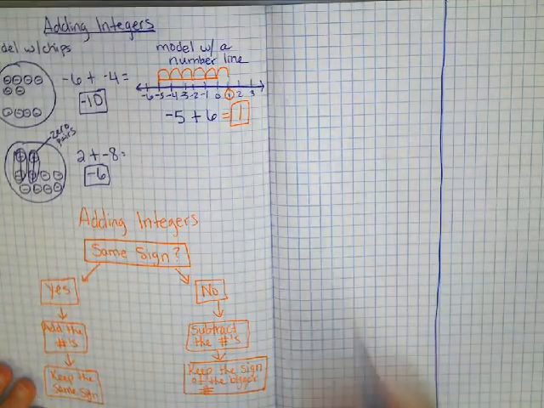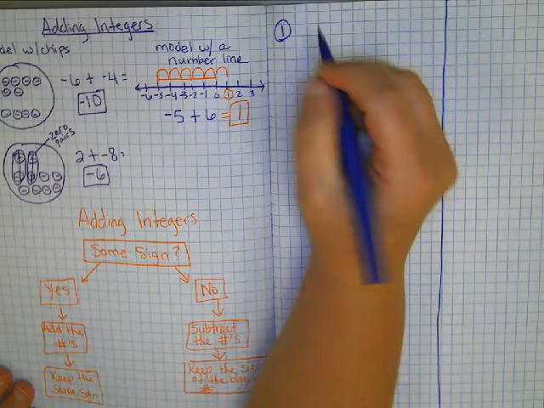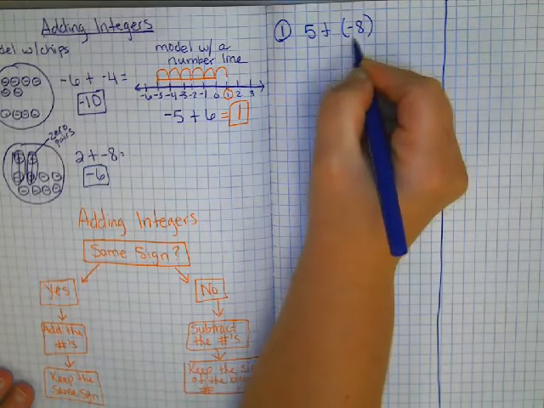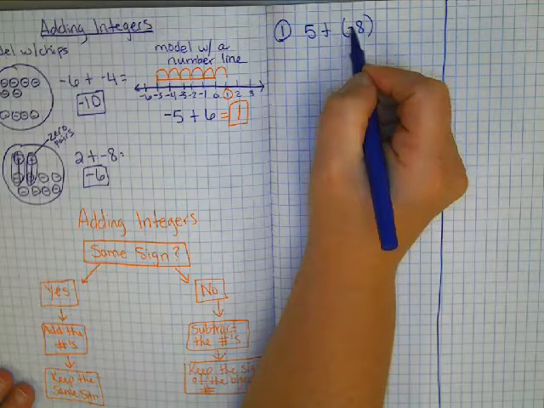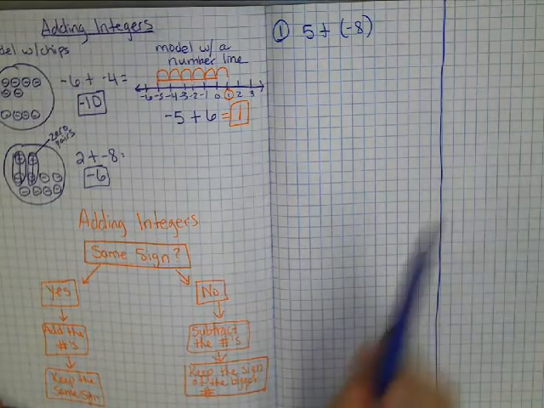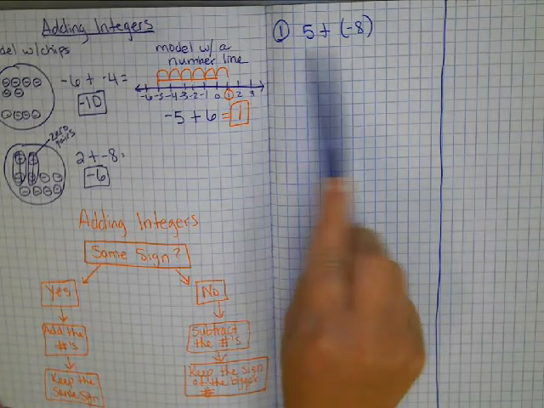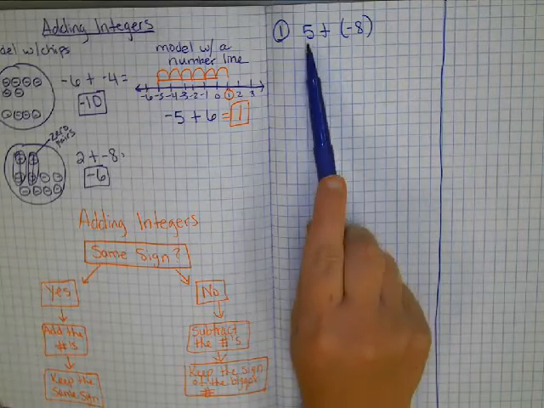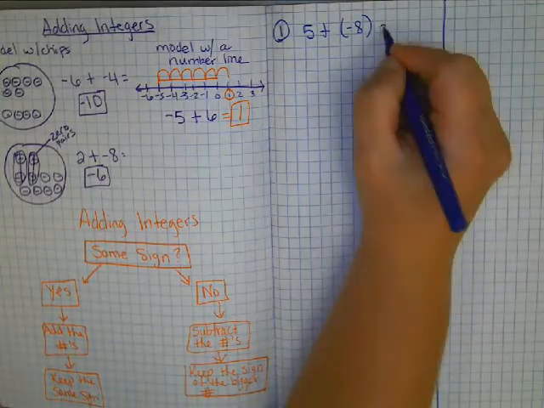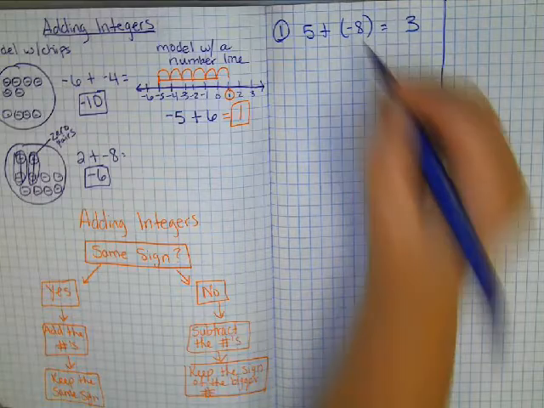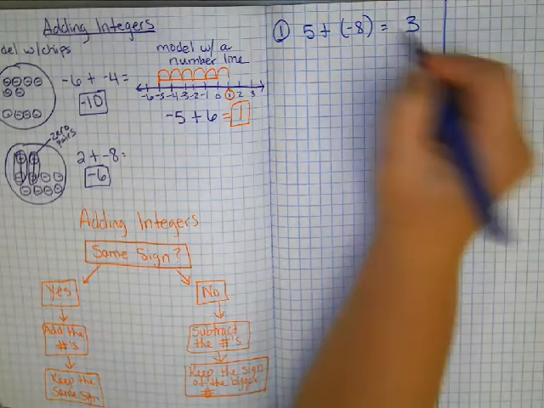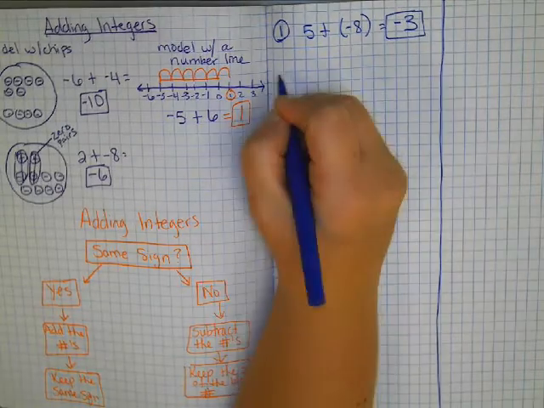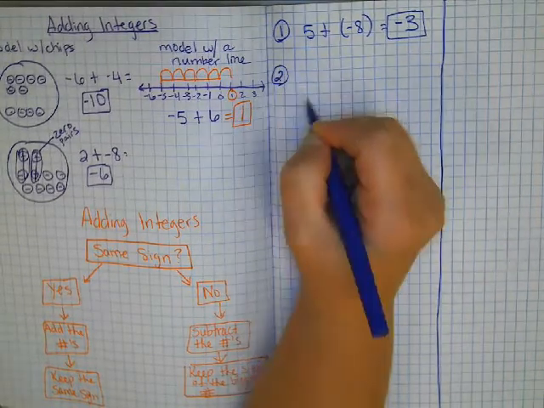All right, example number 1. 5 plus -8. Now sometimes these parentheses are just there to separate that negative from the addition. So I need to use my flowchart. Do I have the same sign? No. So I subtract. 8 minus 5 is 3, and I keep the sign of the bigger number, which is a negative. -3.